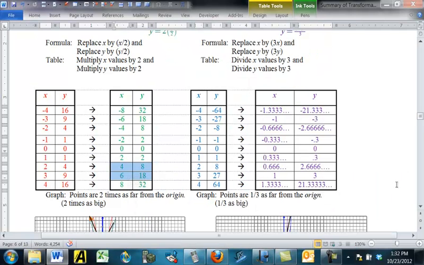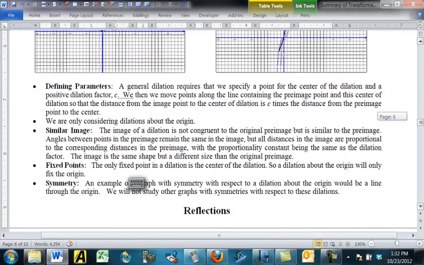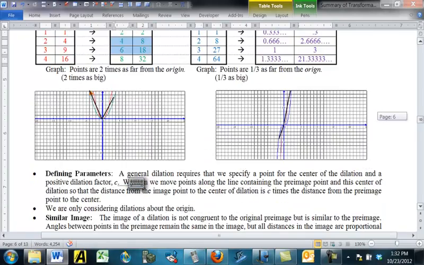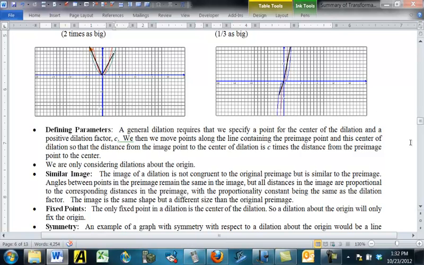So everything's twice as much there in terms of distances, but angles are the same. Okay, so that's exactly what we mean by a similar image. So if you were in elementary school, you might say this is the same shape but a different size for the pre-image and the image.